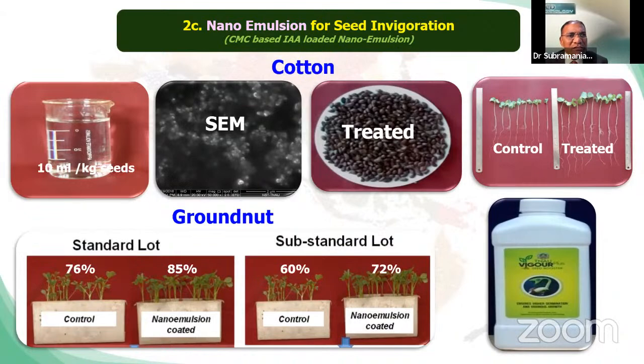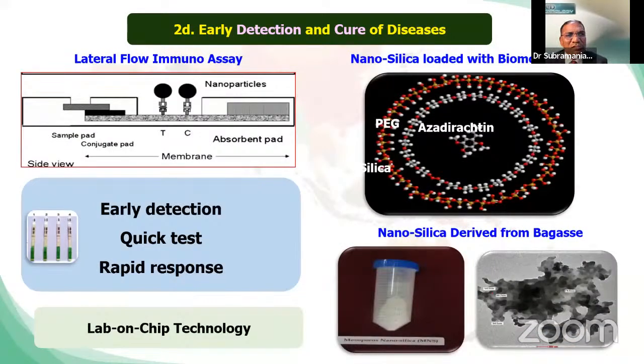Thirdly, another important nanomaterial that can be used to improve germination is the silica nanoparticle. The advantage of silica is that it can be derived from rice husk or the waste fiber from sugarcane, and we loaded the nano silica with a biomolecule. By treating the seeds with this nanomaterial, we can improve the germination. Also, we can ensure protection against viral diseases.